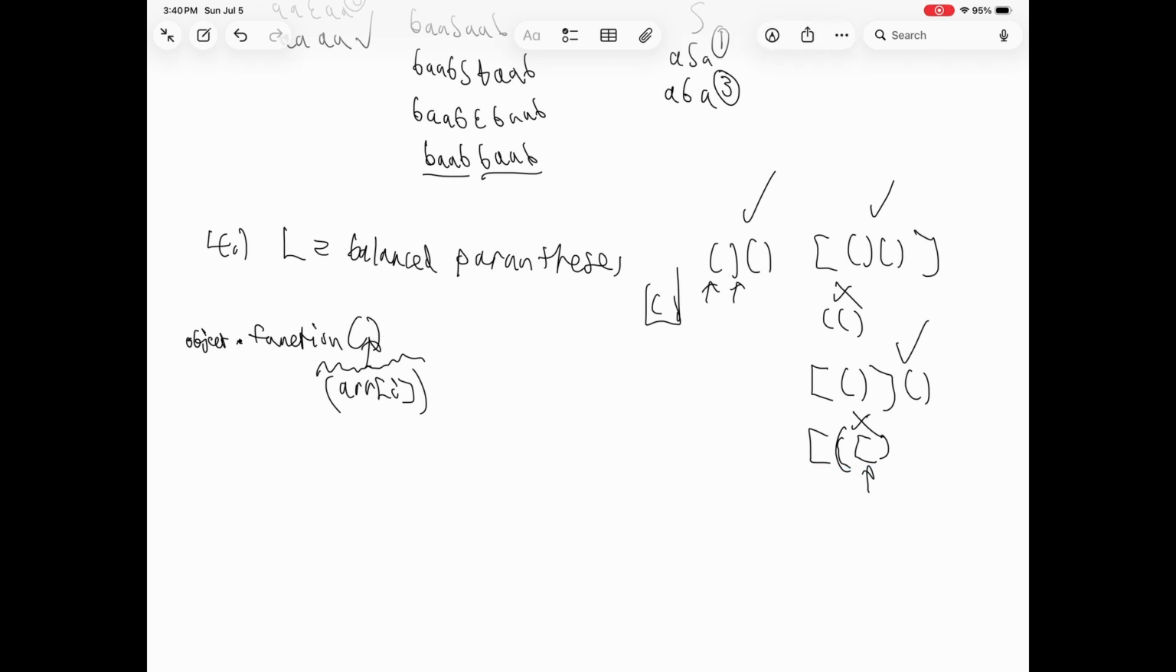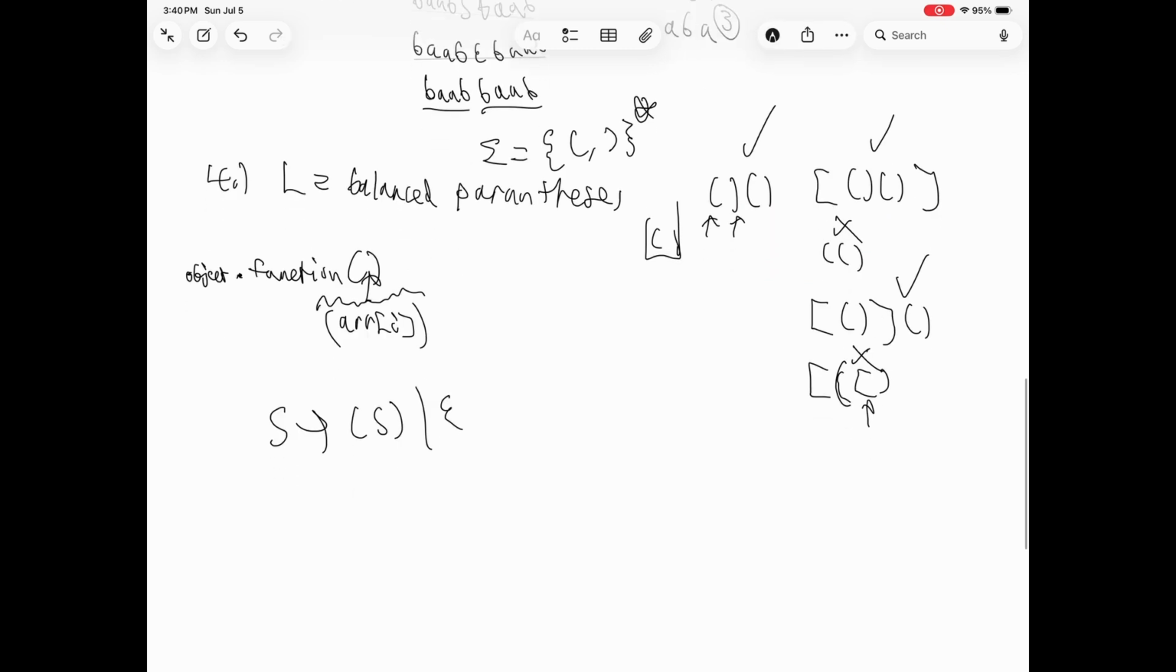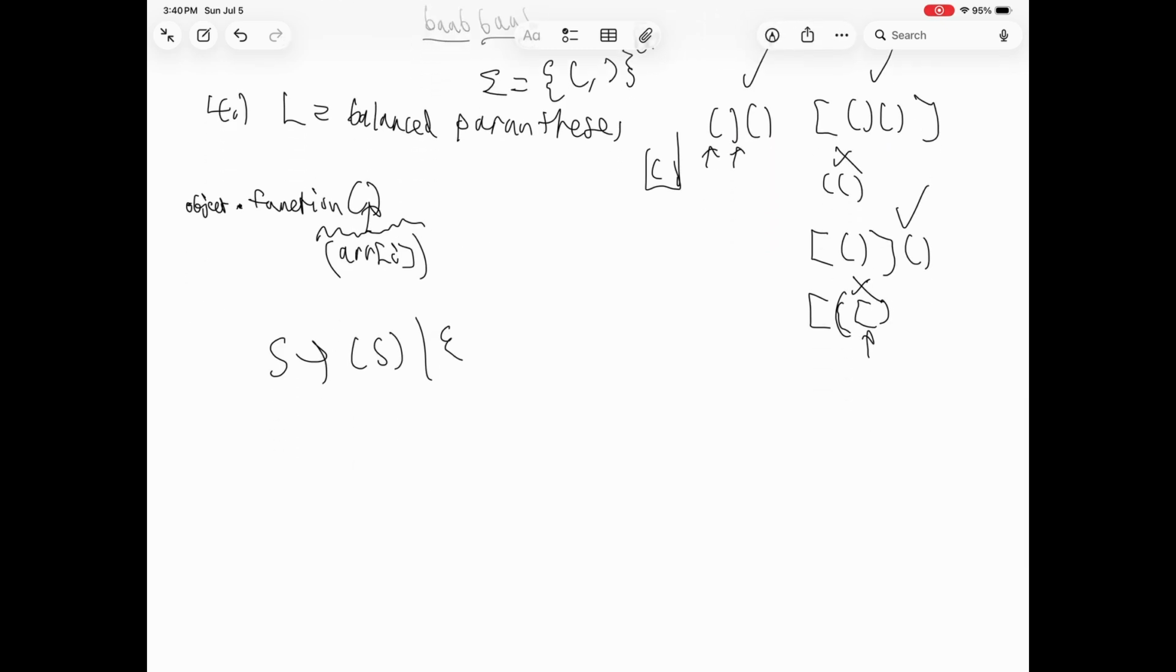But yeah, basically the language of balanced parentheses, and we kind of want to think about it in similar terms. I didn't mention this, but since we can't use A's and B's for balanced parentheses, for clarity I'll make the alphabet consist of these parentheses. So typically S goes to left parenthesis S right parenthesis, or epsilon. That seems like a good solution on paper.